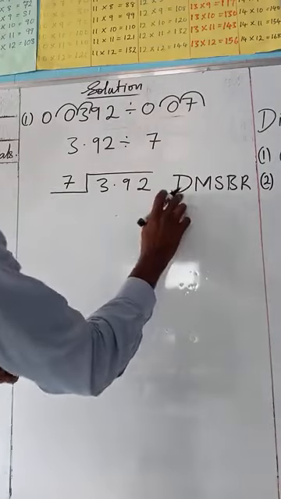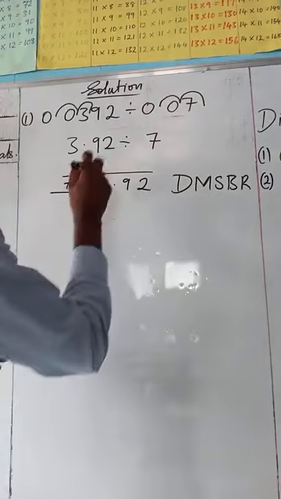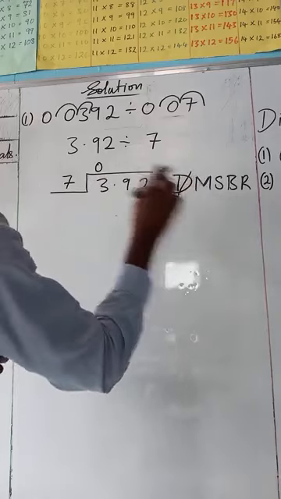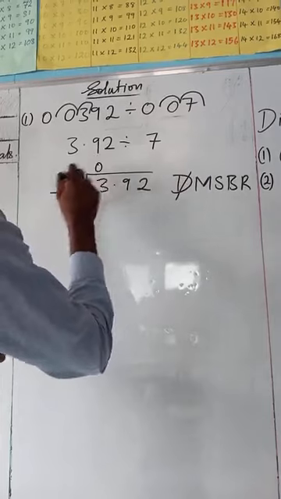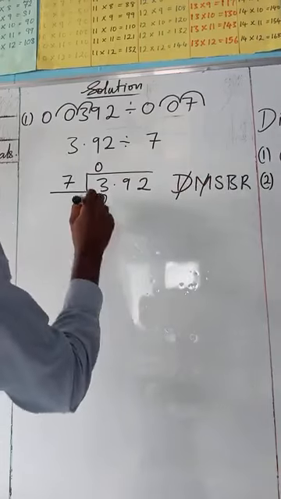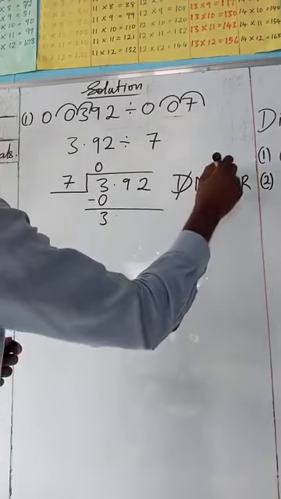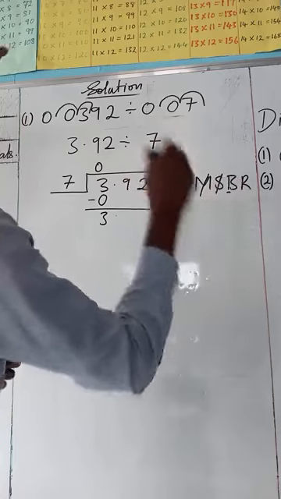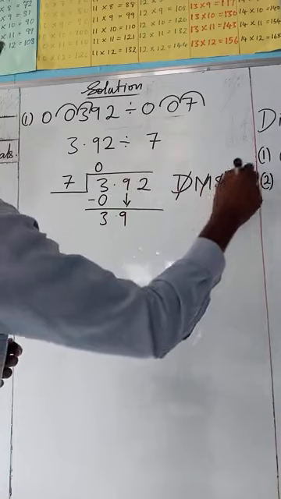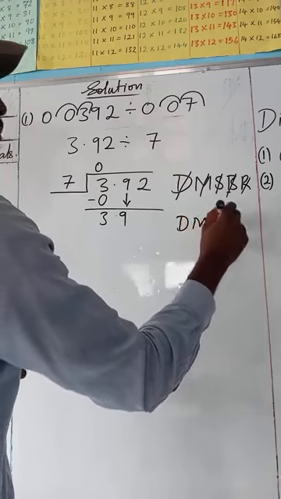Now the first operation we are to carry out here is 3 divided by 7. 3 divided by 7 will give us 0. You've divided. The next one is multiply. 0 times 7 will give us 0. You've multiplied. The next one is subtract. 3 minus 0 will give us 3. You've subtracted. The next one is bring down. Then you bring down 9. The next one is repeat the process. Then you repeat the process by writing DMSBR.